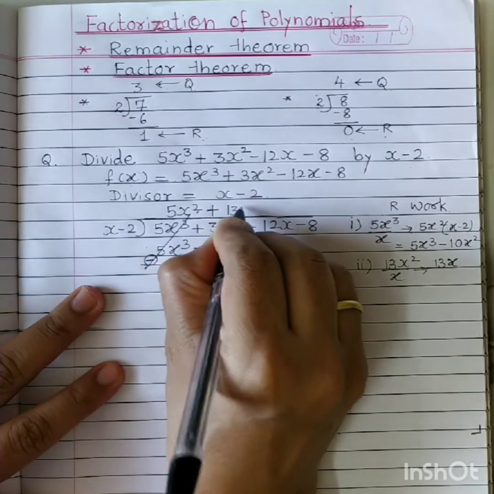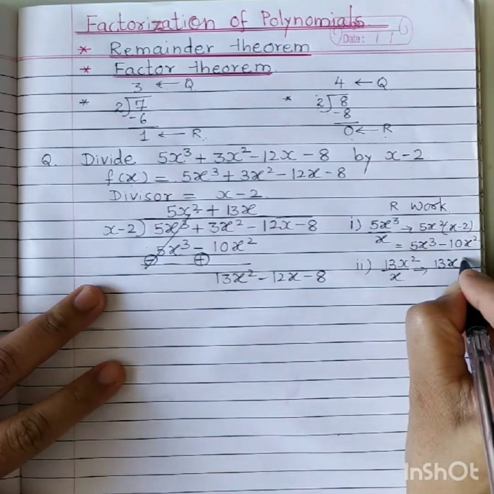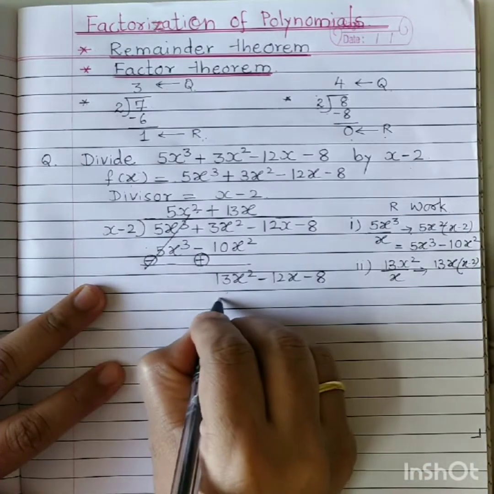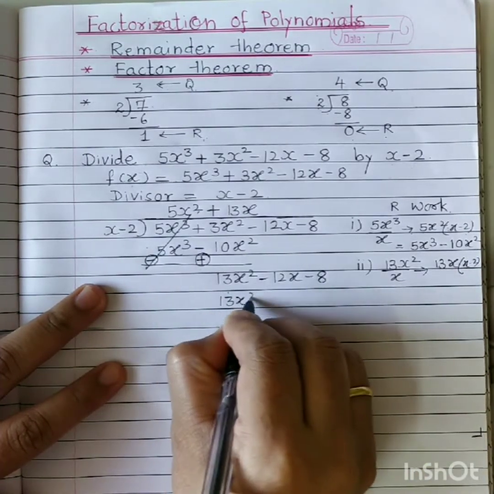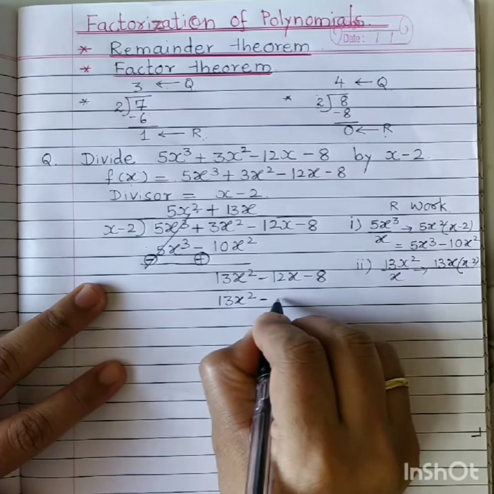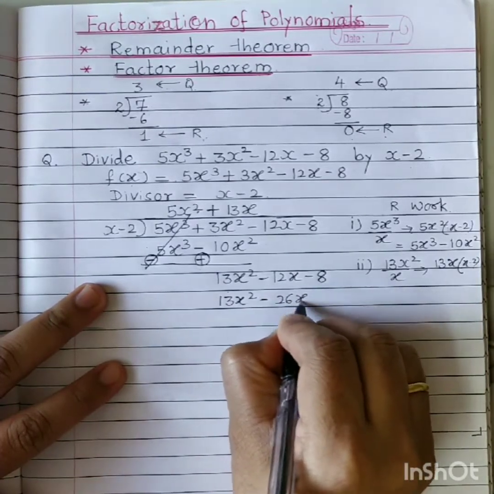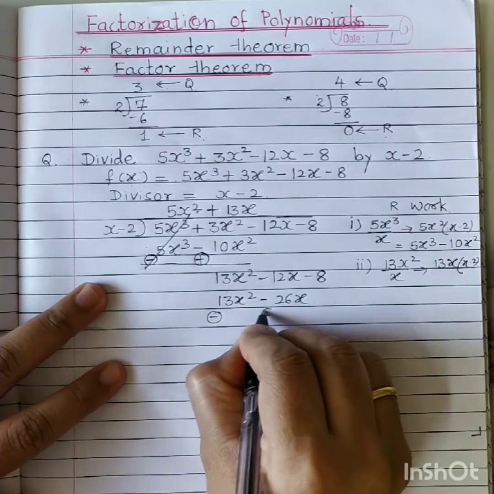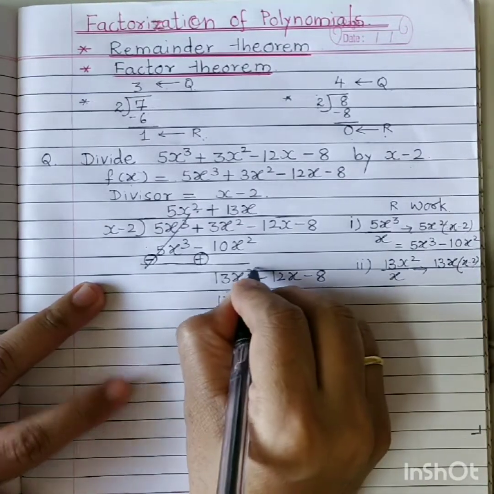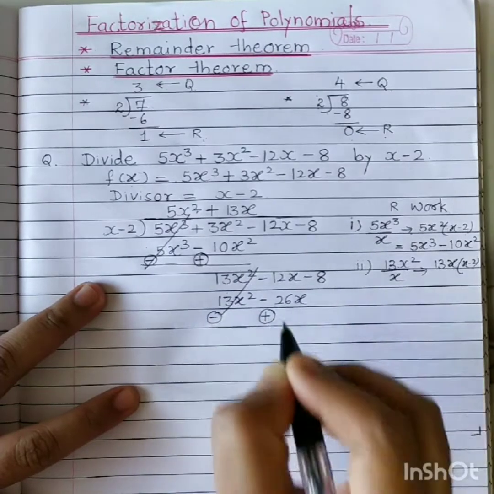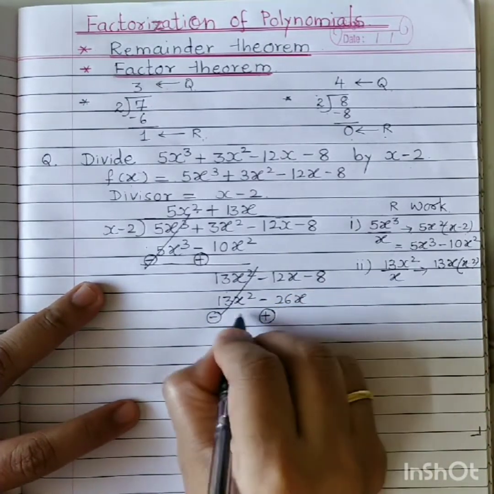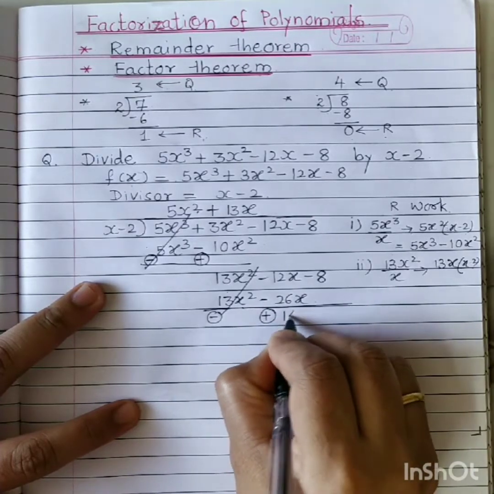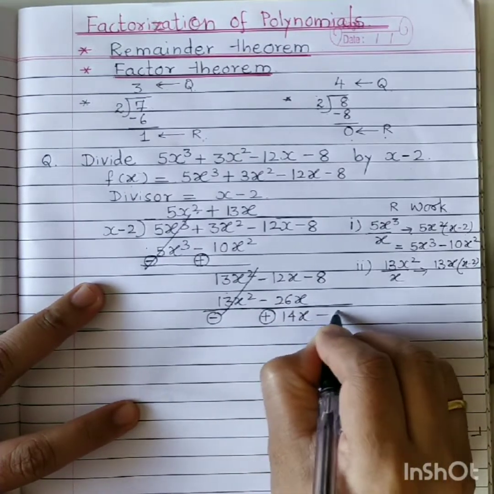You get 13x. So the next term will be plus 13x. With this 13x, multiply x minus 2, you get 13x squared minus 26x, right? Again, change the sign, minus, minus becomes plus, 13x squared gets cancelled, and what is left here will be 14x minus 8.